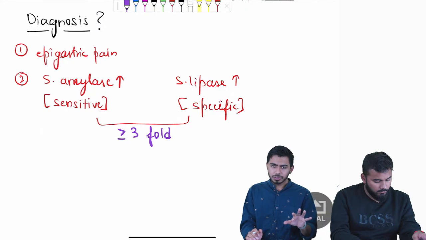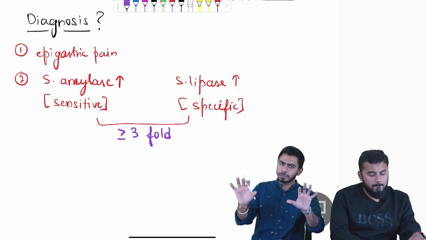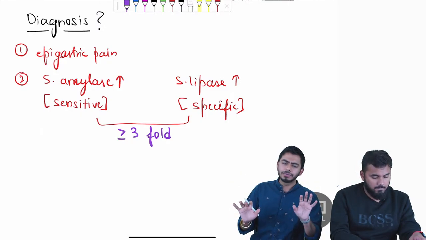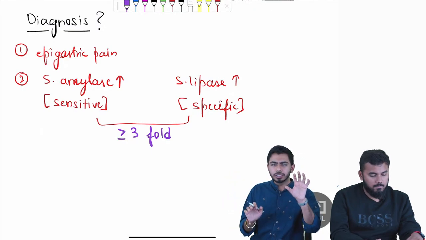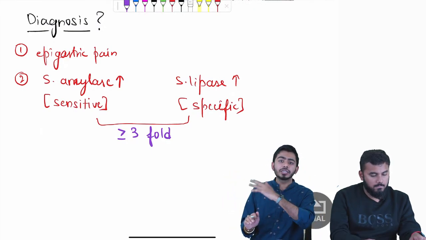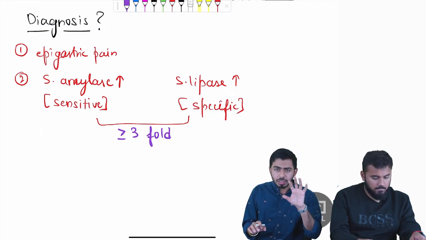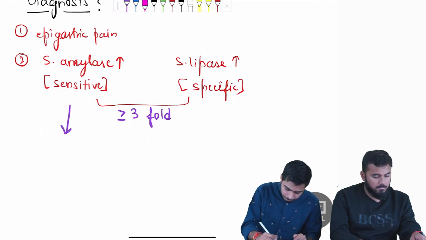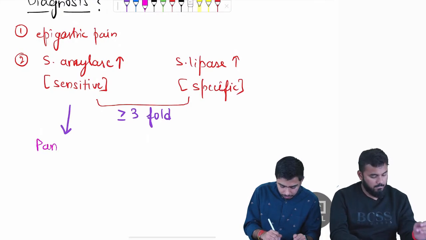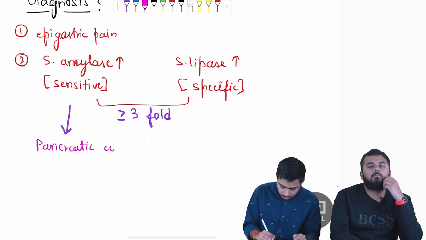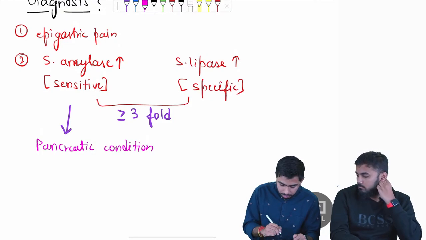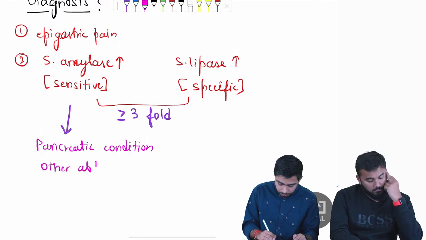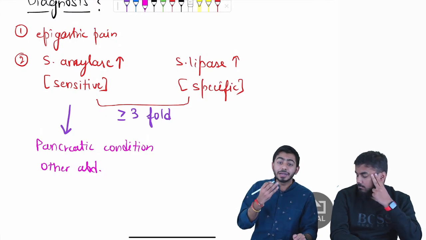Okay, now if you say I'm having serum amylase and I'm having serum lipase, and I need to compare which one is best, I will say serum lipase is the best, because serum amylase can be elevated in some other conditions also. If you talk about only the serum amylase, then it can be raised in other conditions also. Yes, we know that it can be raised in the pancreatic condition, but other than that it can be raised in other kinds of abdominal problems. For example, even in cholecystitis, even in appendicitis, it can be raised.